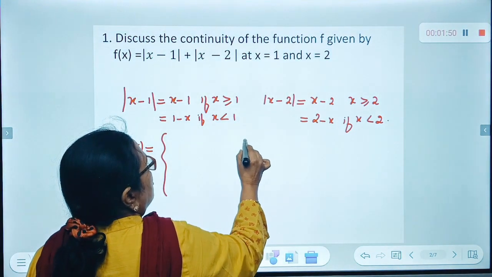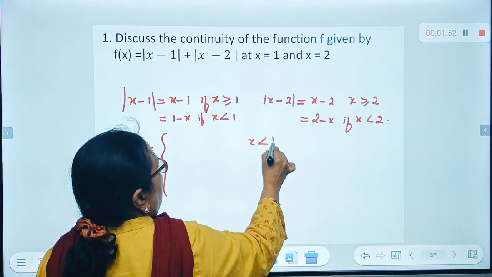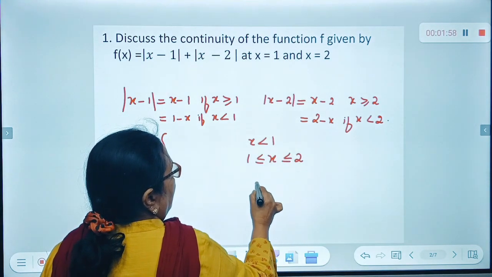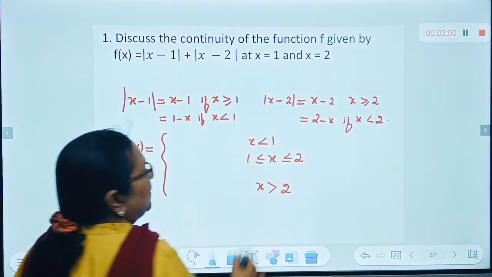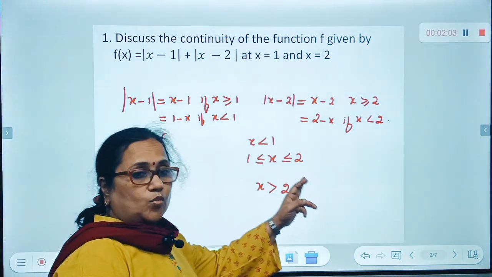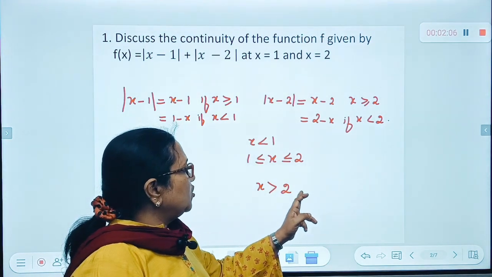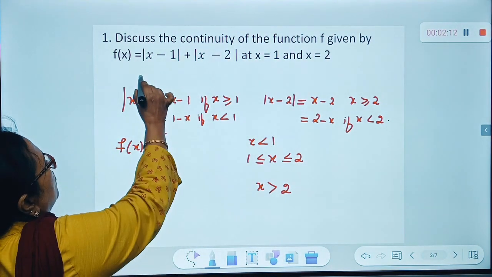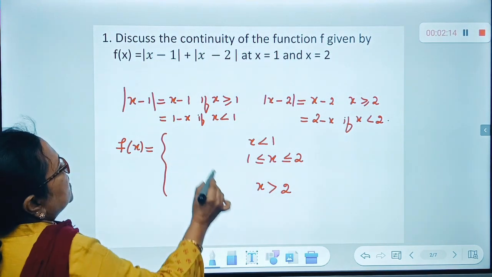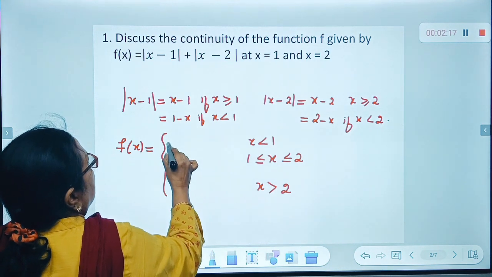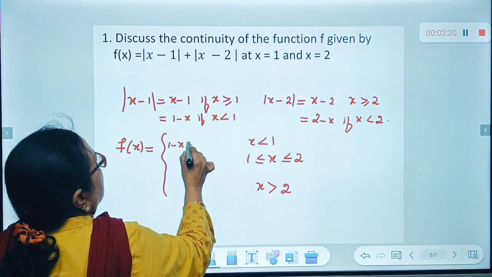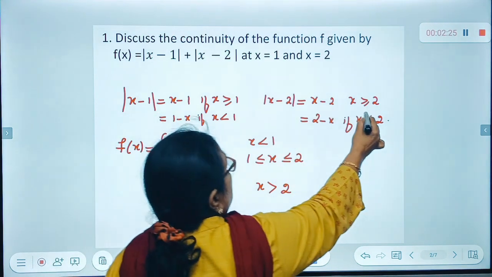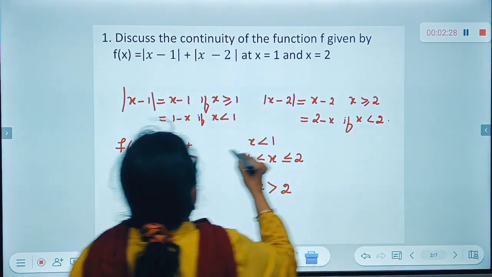So we have three possibilities: x less than 1, 1 less than or equal to x less than or equal to 2, x greater than 2. So I am dividing the domain like this. When x is less than 1, what is modulus of x minus 1? It is 1 minus x, plus, what will be modulus of x minus 2? It is x minus 2 when x is greater than or equal to 2. When less than 2, it is 2 minus x.